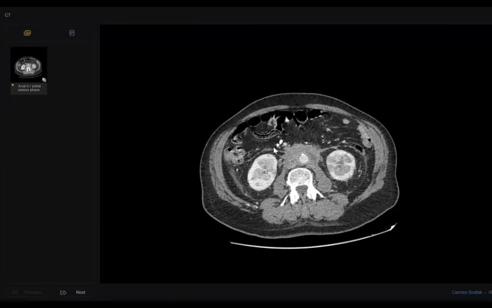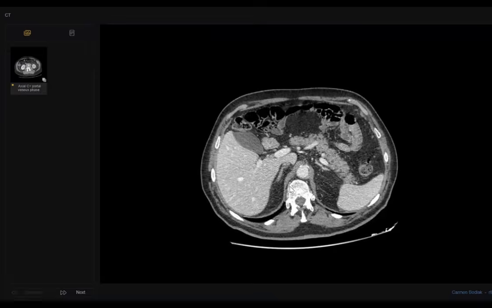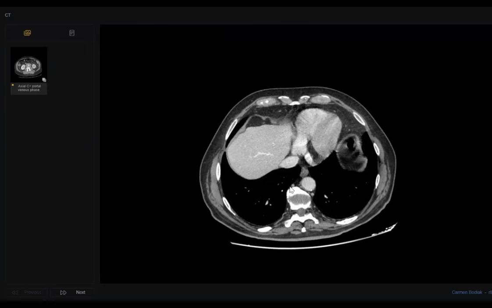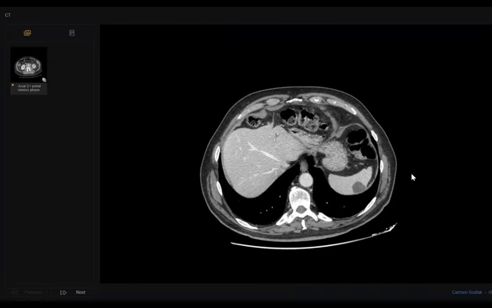This patient, doctor request: a 70-year-old male patient complaining of abdominal pain. Okay, I am presented with CT abdomen axial cuts in the arterial phase, in a patient presented with a history of pancreatitis. It's a portovenous phase, sorry.